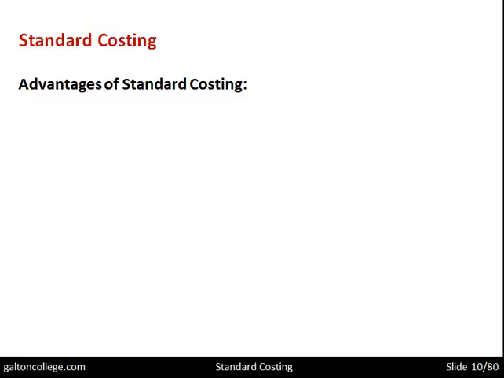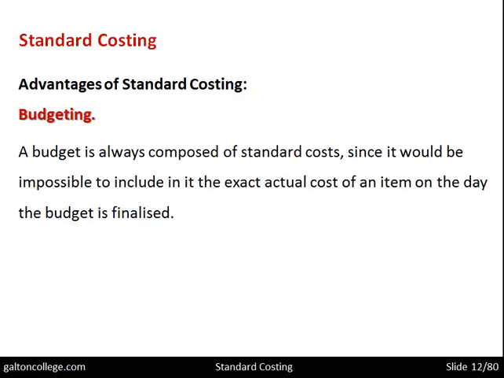Now, the advantages of standard costing. Well, budgeting. A budget is always composed of standard costs, since it would be impossible to include in it the actual costs of an item on a day-to-day basis, or looking at how items can vary in price over the budgeting period. Items can vary in price for all sorts of reasons. One day the price may increase, the next day it may be reduced. Depends on the nature of the item we're talking about and how it's procured.